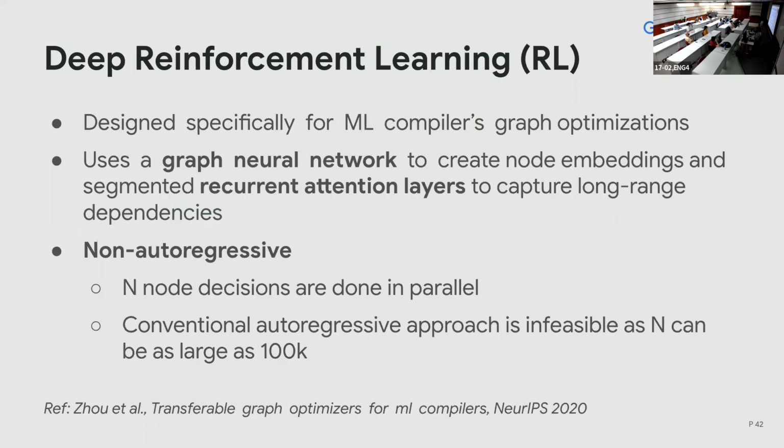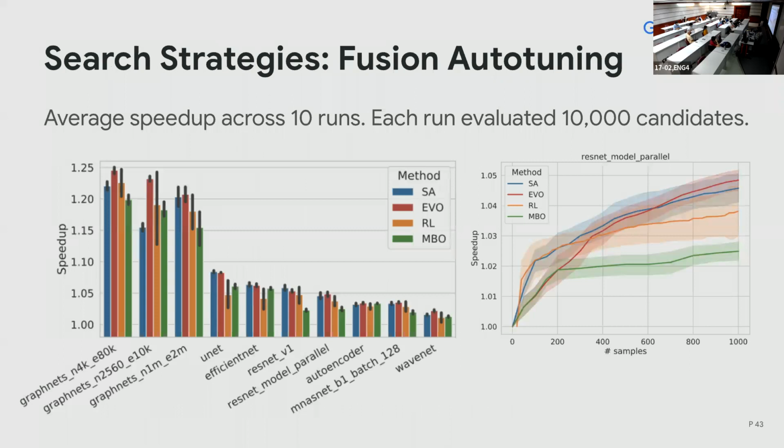And I'm not going into the detail, but I add the reference here if you want to know more about the particular RL that we use. And here are the results on fusion auto-tuning on 10 different benchmarks. The left side is the speedup over the default baseline, which is the production compiler, so higher is better. And the right-hand side is the speedup over time in terms of number of samples needed on one of the benchmarks. And to our surprise, the simple search techniques like simulated annealing and evolutionary search are actually better and more consistent compared to RL and MBO.